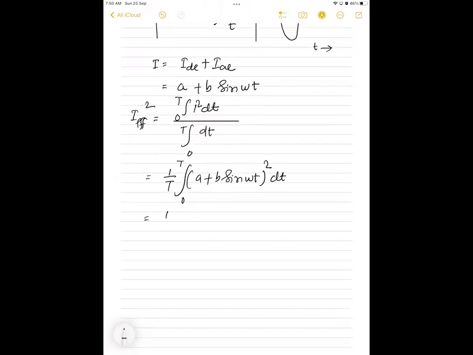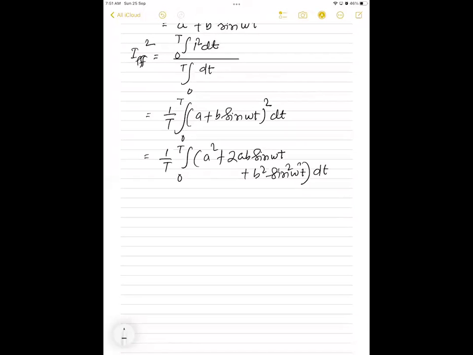So that is equal to 1 by T, integration 0 to T of A square plus 2AB sine omega t plus B square sine square omega t, dt. Yes or no? Sir, we'll get the answer like root of A square plus B square, right? Let's see.